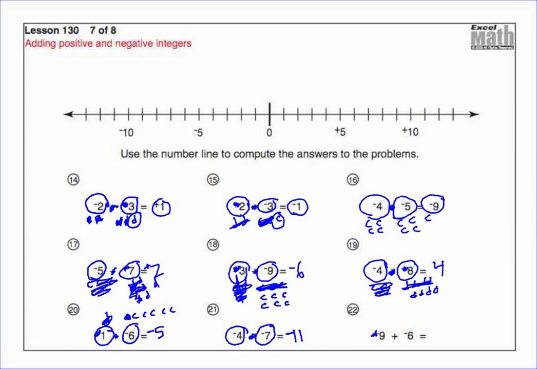All right, and I'm scribbling out the positive sign, circling. I've got 9 dogs. And I've got 6 cats because there's a negative sign before that one. And so these 6 cats are going to fight with these 6 dogs and leave me with 3 dogs. So the answer is positive 3.